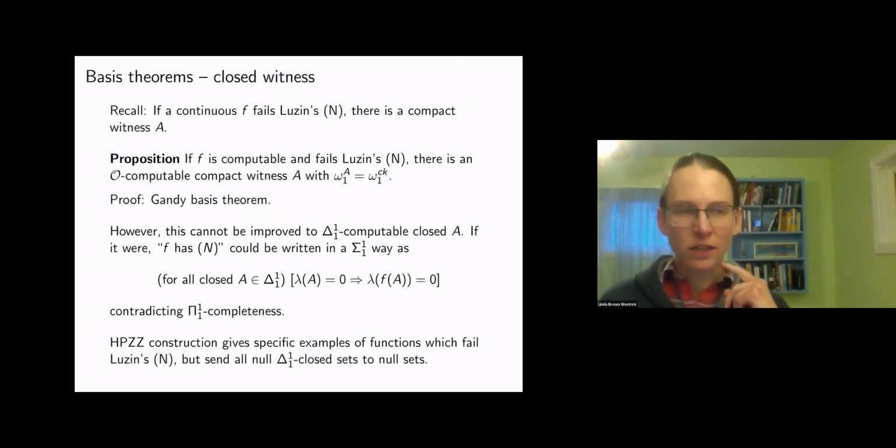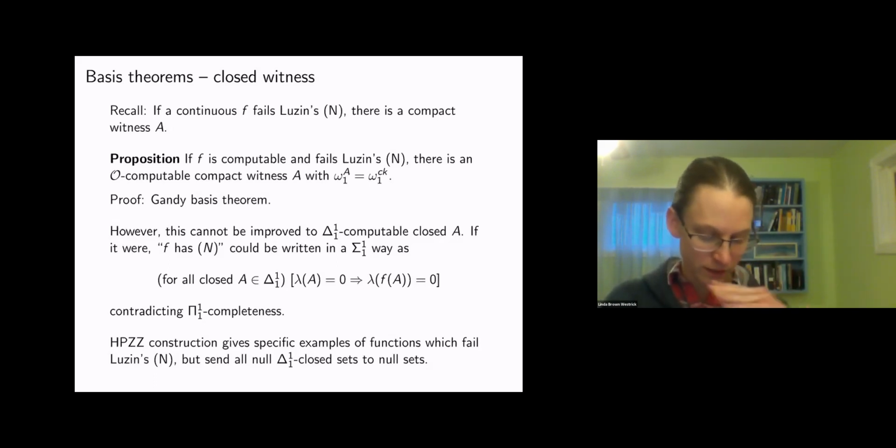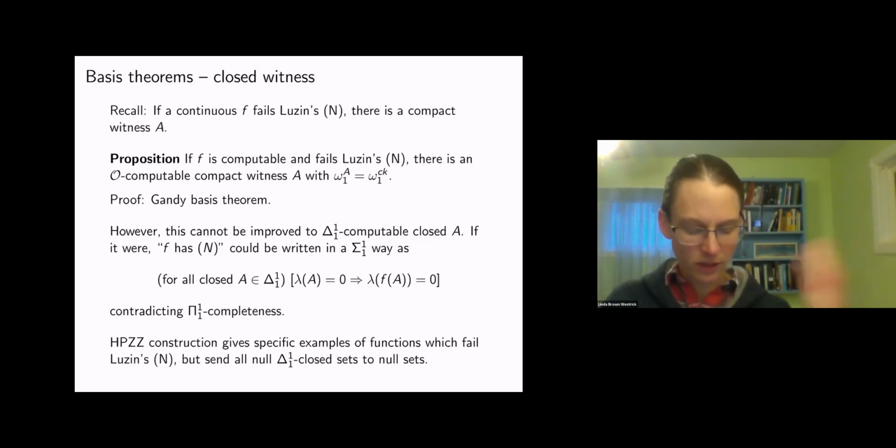Okay, so let's look first at the case of basis theorems for closed witnesses. So we know that if a continuous function f fails N, then there is going to be a closed set to witness that failure. So that pretty much immediately tells us that you can always use Kleene's O in order to find such a witness. And you can even find one that's hyperarithmetically low.